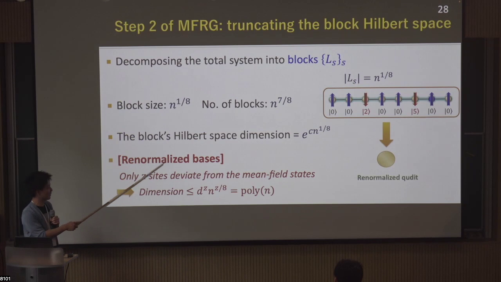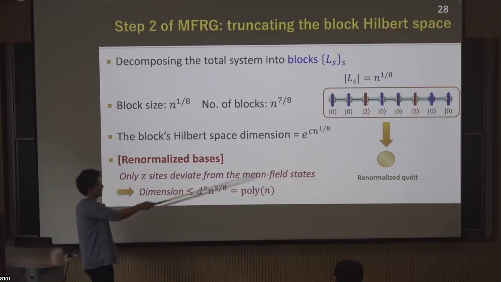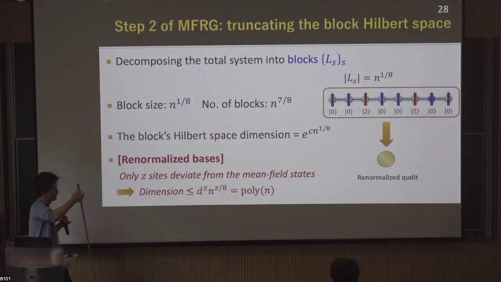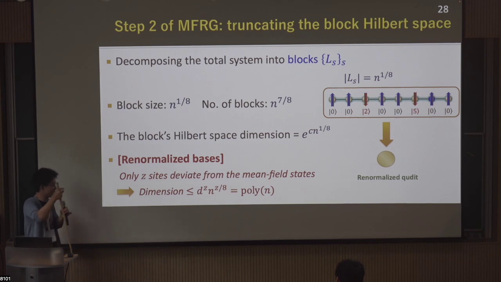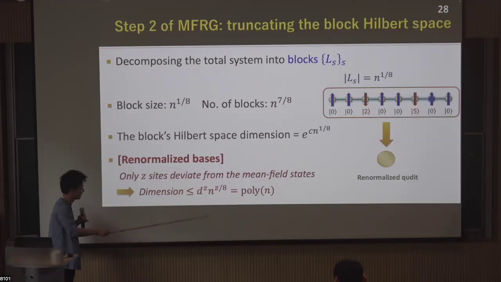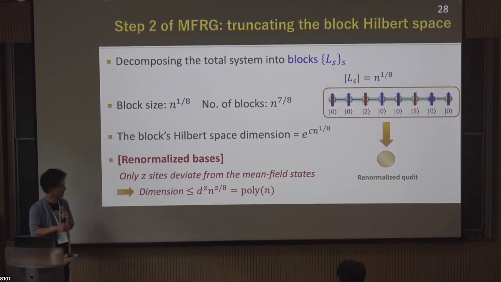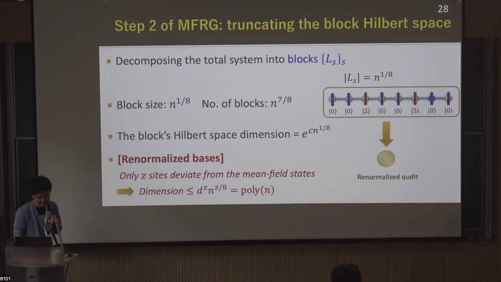In this truncation, we only consider at most z sites deviating from the mean field state. For example, in this picture, only the 3rd and the 6th sites deviate from the mean field state. Considering all patterns of picking z sites gives n to the power of z over 8, and each deviated z-site set has Hilbert space dimension d to the power of z. As long as z is an order 1 constant, this is still poly n Hilbert space dimension. So we utilize this renormalized QID with poly n local Hilbert space dimension in the next step.